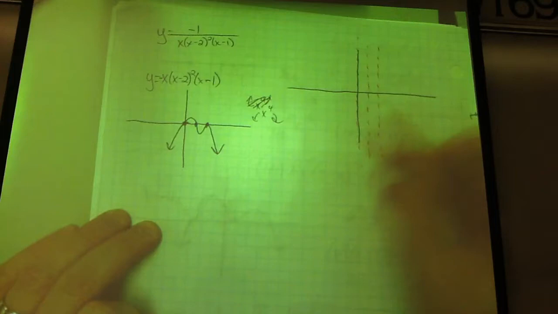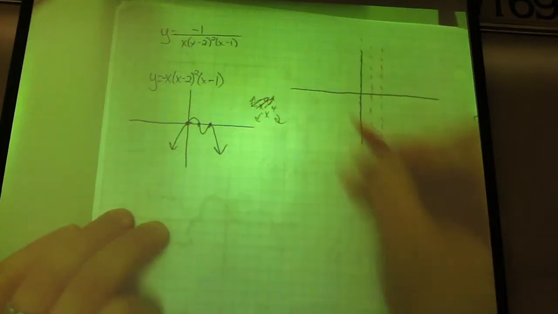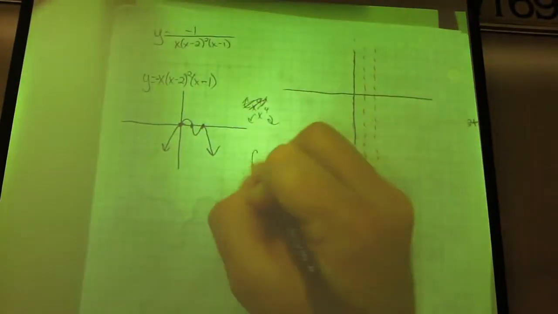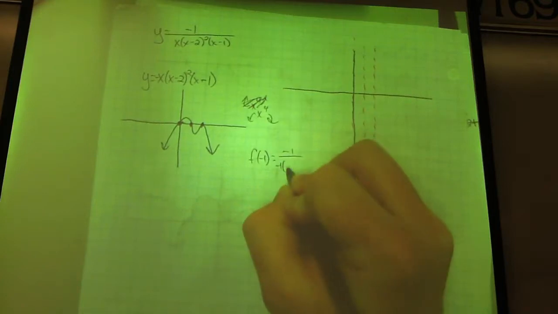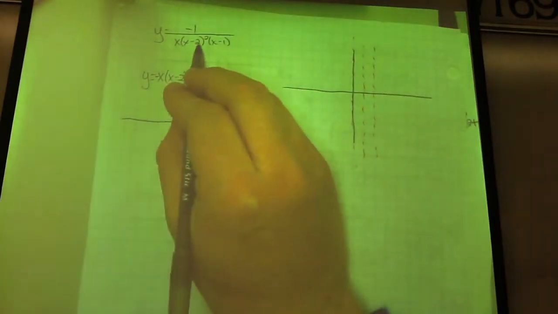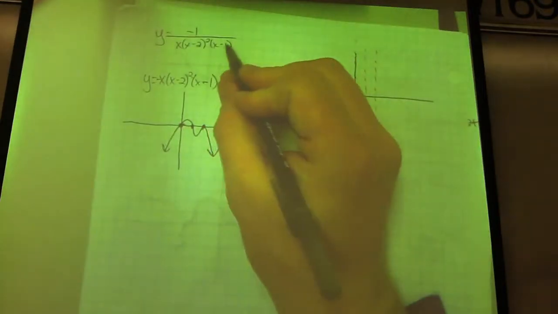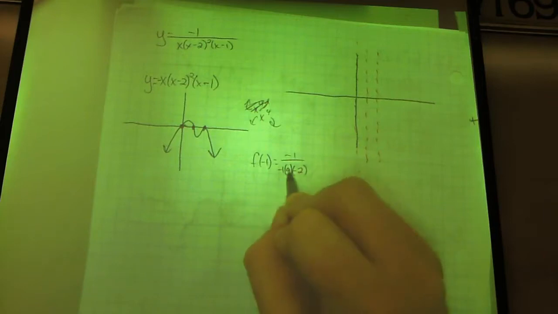And then, so you go to the left of 0 and you're going to be negative infinity. It gets smaller. Let's plug in -1 just for fun. So f negative 1 would be -1 over -1 times -1 minus 2 is -3, squared is 9. -1 minus 1 is -2. So I got positive 2, 18, -1 over 18.